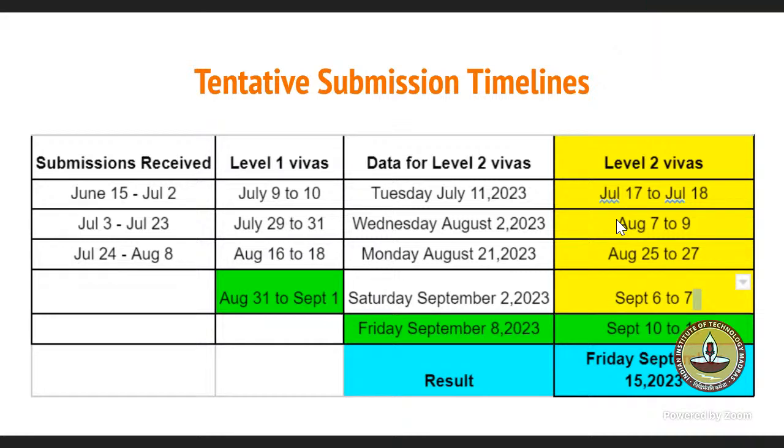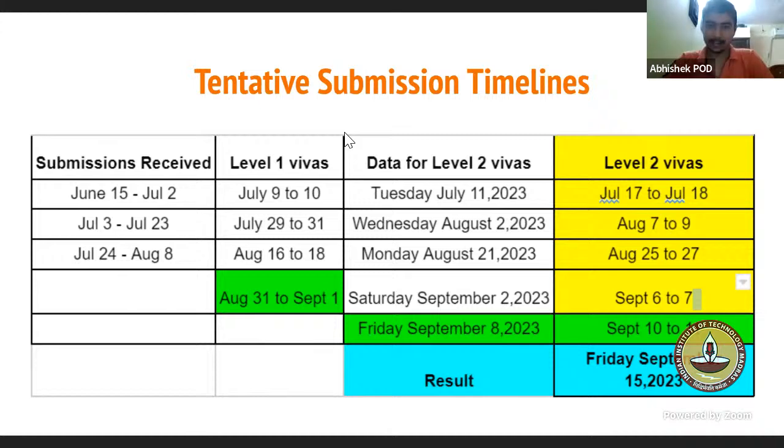Okay, sir. So one more question is, if I submit both the projects at the same time, will the dates for level 1 and level 2 Vivas clash for both the projects? The timelines that we are giving here are basically common for both AppDev 1 and AppDev 2. But you still have the option to choose your level 1 and level 2 slots. So you can choose your slots wisely.